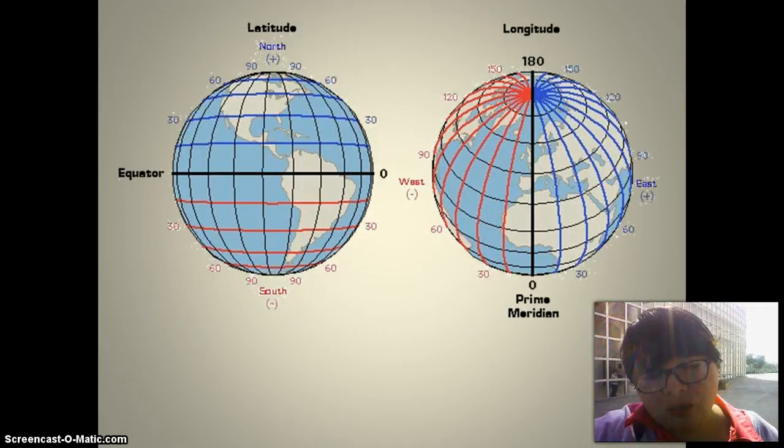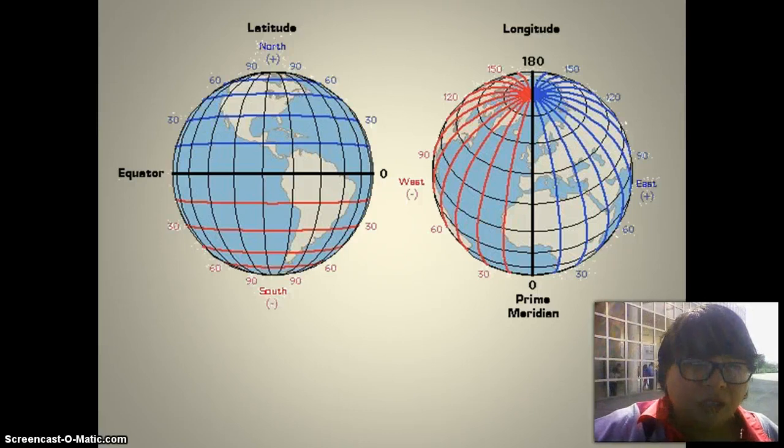We have a more illustrated image here. We get the equator, which is at the middle of the Earth. We get the degrees and the prime meridian. As usual, the latitude and longitude are marked.